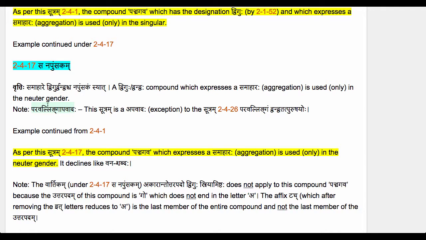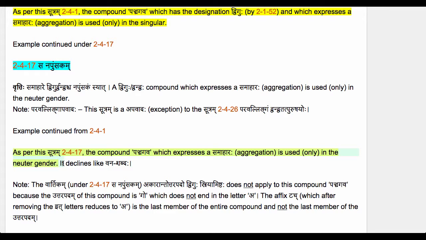The sutram is an apavadaha, exception to the sutram 2426 Paraval lingan dvandva tatpurushayoho. That sutram tells us that the gender of a dvandvaha or a tatpurushaha compound, which includes dviguhu compounds, is the same as the gender of the final member of the compound. But now we are saying that a dviguhu or a dvandvaha compound which expresses a samaharaha is used only in the neuter gender by default. So this sutram 2417 is the exception, apavadaha, to the general rule 2426 Paravalingan dvandva tatpurushayoho.